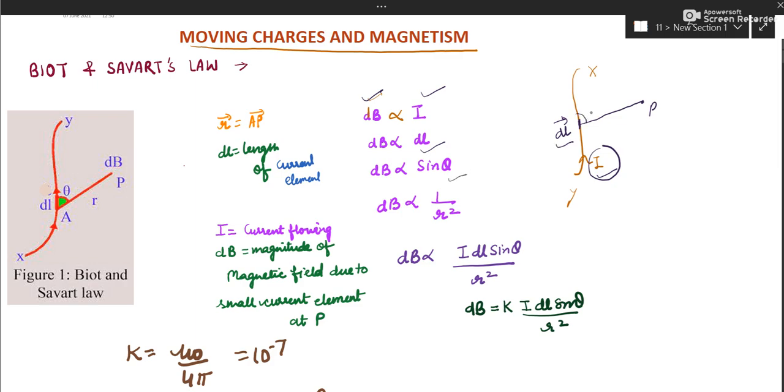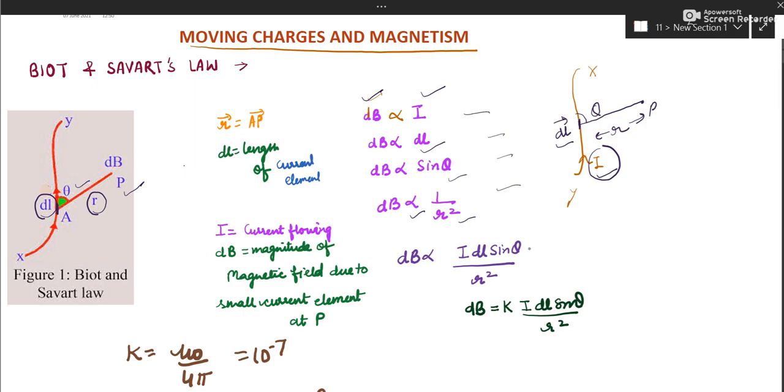We'll have to show theta here. And it is inversely proportional to the square of the distance, and this is the distance r. You can see it here as well. This is distance r of point P, where we need to find out the magnetic field due to this current element of length dl. Theta is here. So this is Biot-Savart's law.